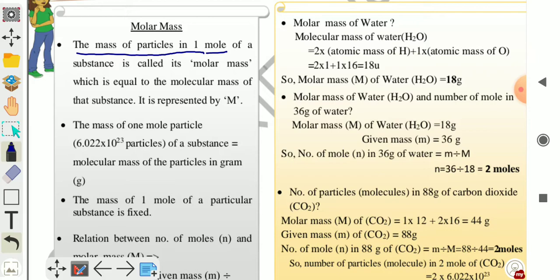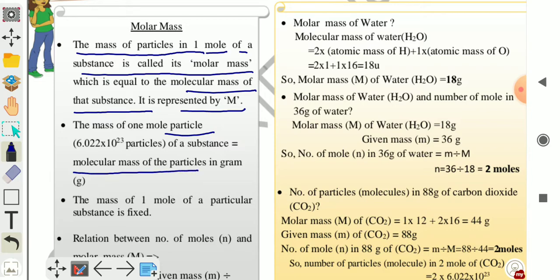So the mass of particles in 1 mole of a substance is called molar mass, which is equal to the molecular mass of that substance. It is represented by capital M. The mass of 1 mole, these 6.02 × 10^23 particles present in 1 mole of a substance, is equal to the molecular mass of the particles in gram. The mass of 1 mole of a particular substance is fixed. Atomic mass and molecular mass are fixed.